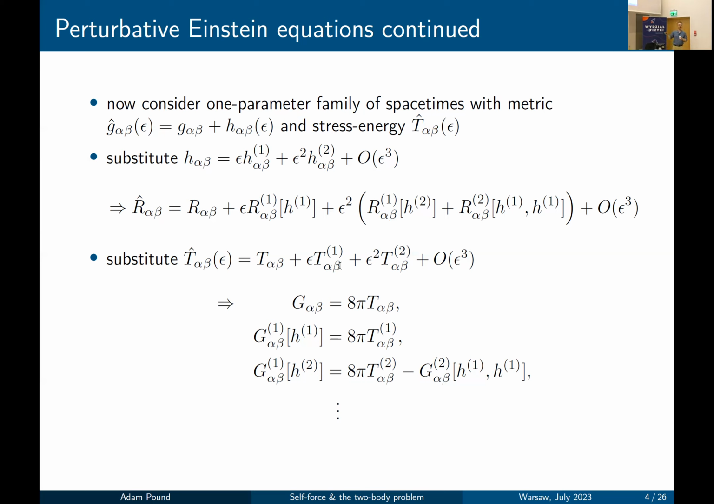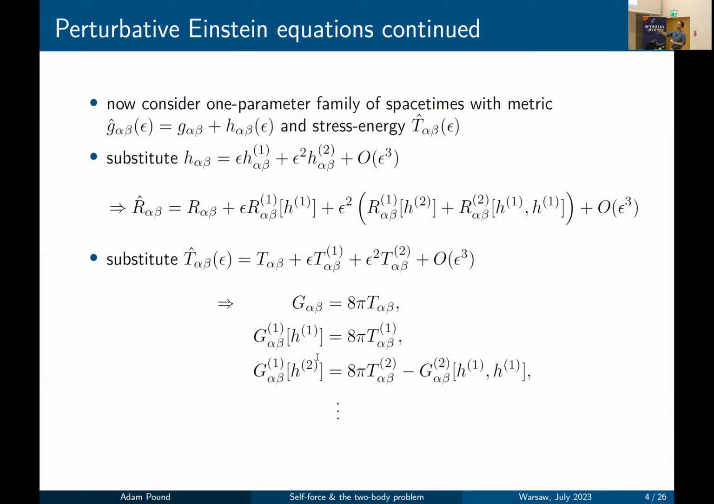Now, once we've expanded everything in powers of epsilon, we can look at the Einstein equation. So the left-hand side of the Einstein equation is just the trace reverse of this, effectively. And the right-hand side is just the stress energy tensor. And we equate coefficients of powers of epsilon. So we look at the linear term in epsilon, we equate the coefficients. We have the linearized Einstein equation here. G1 of H1 is equal to T1. So that's just the usual linearized Einstein equation.